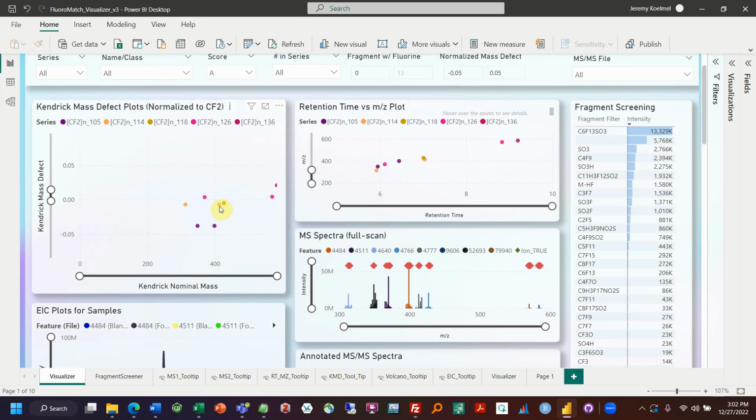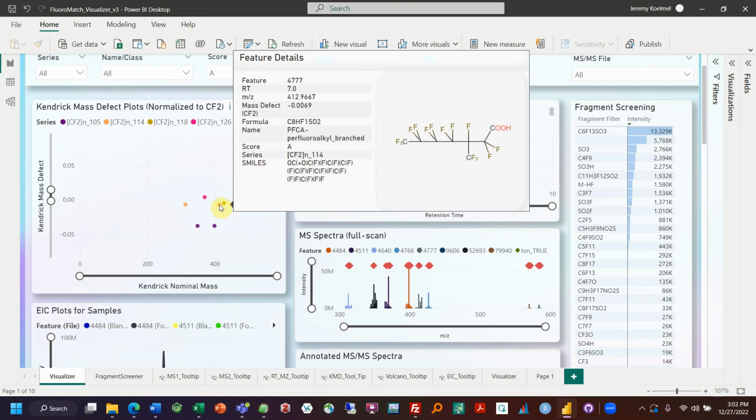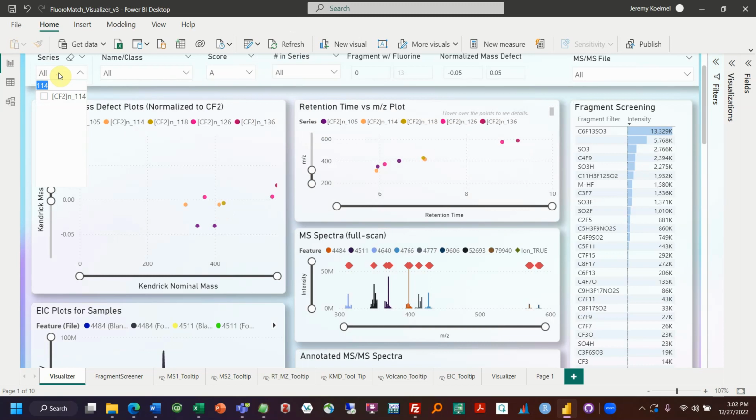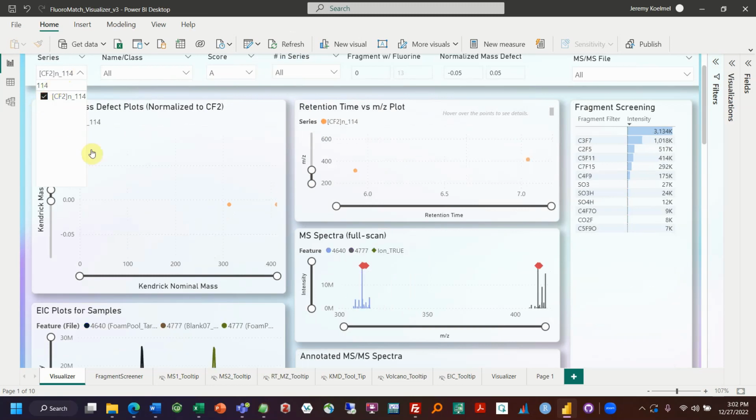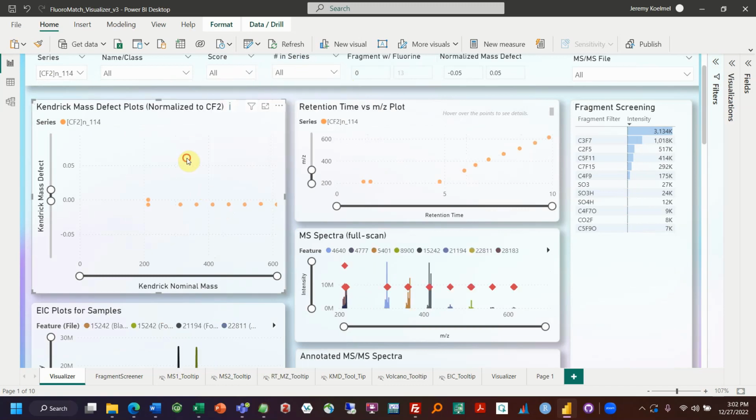Now let's look at a series of interest. So here's perfluorocarboxylic acids, and you can see the second to last row is series 114. So we can go to this filter over here, type in 114, and select it. Now we only see members of 114, and we can change the score to show all those members. So now we're not filtered by score, and we're seeing all of those that are 114 belonging to PFCA.